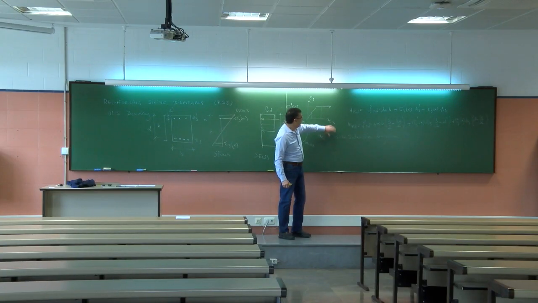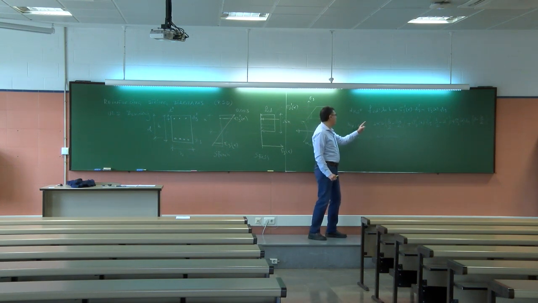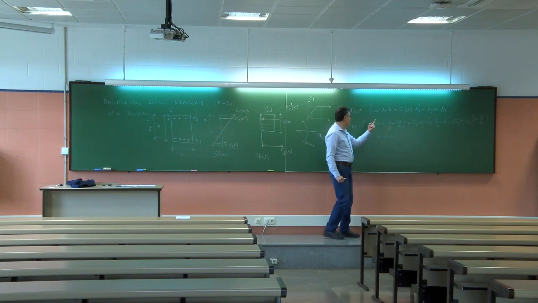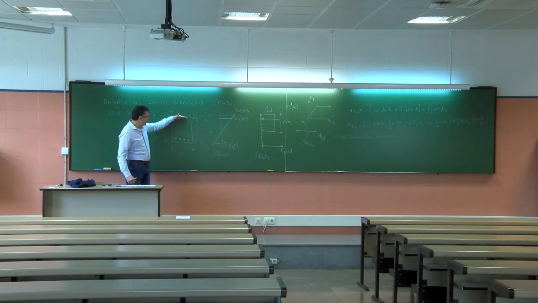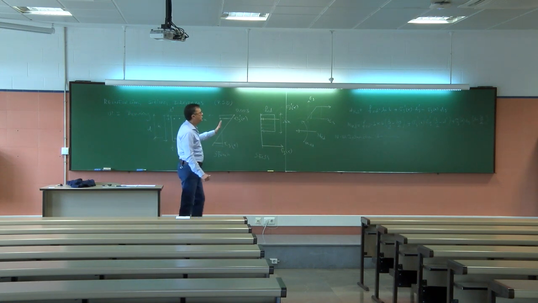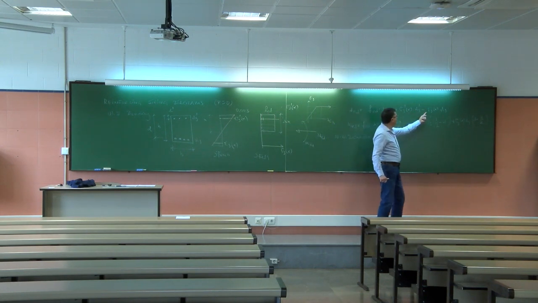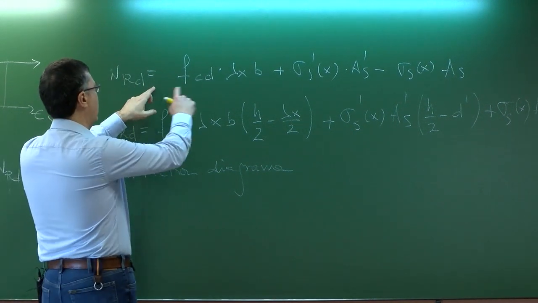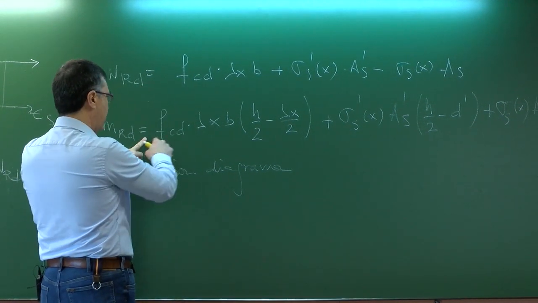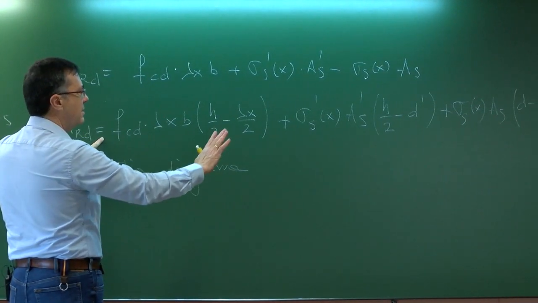It's just the representation of the capacity for a cross section. Let's say AS and AS prime are known, the concrete is known, the geometry is known, so everything is defined. At the right side of the equality, the only unknown is X.